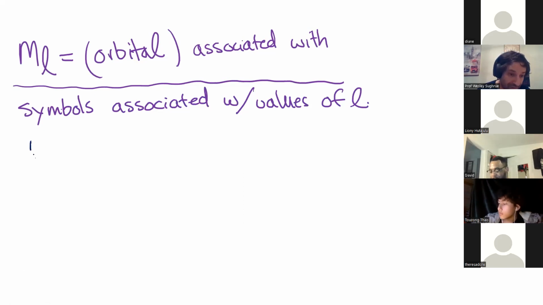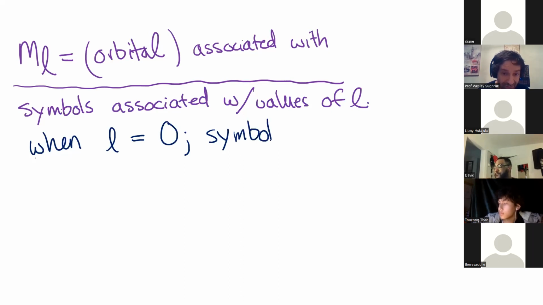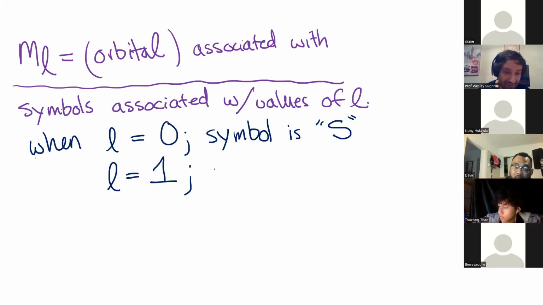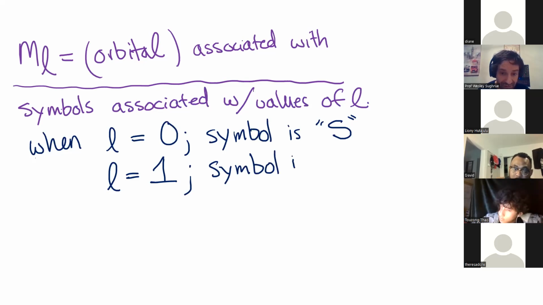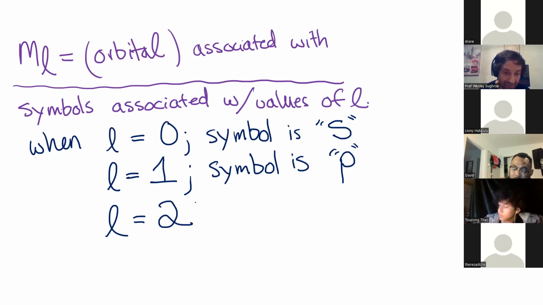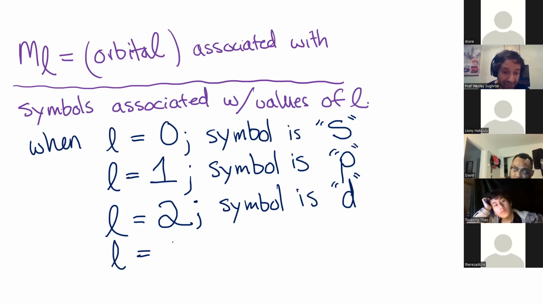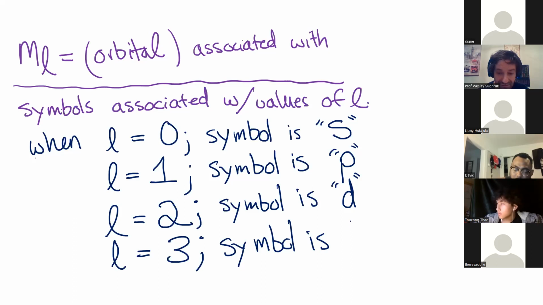So, when L equals 0, the symbol is S. When L is equal to 1, your symbol is P. When L is equal to 2, your symbol is D. When L is equal to 3, your symbol is F.